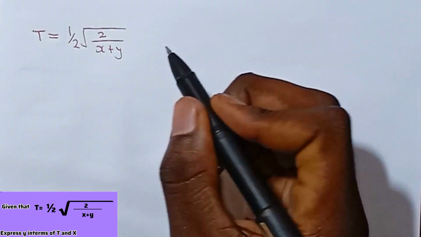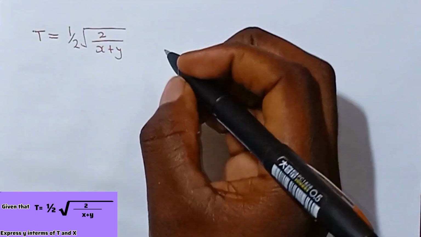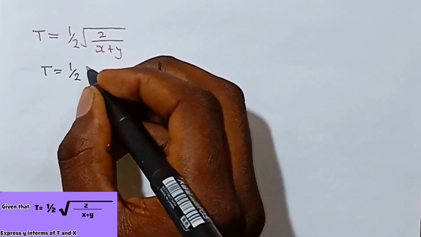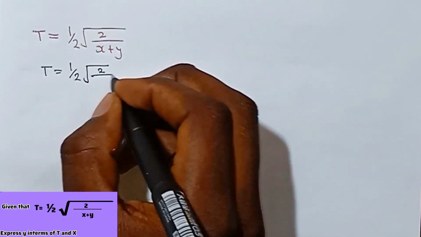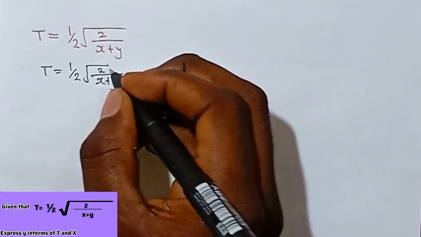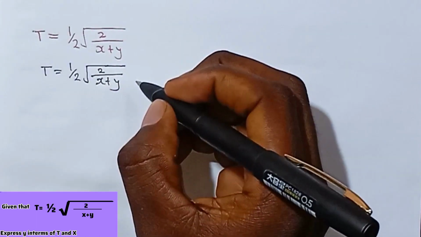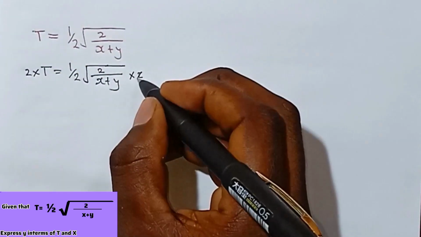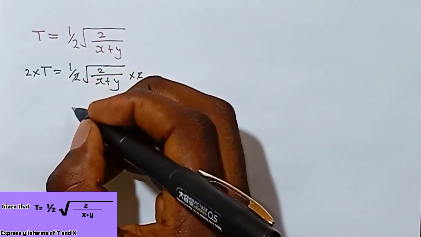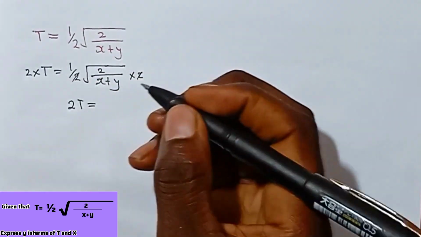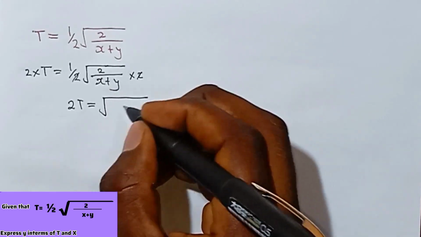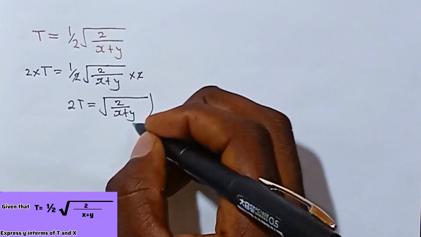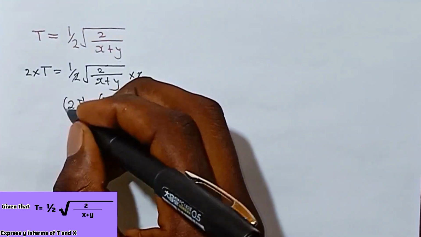So we have t is equal to root 2 all over x plus y. We multiply both sides by 2, so these two will cancel. So we are going to have 2t is equal to root 2 all over x plus y. So we are going to square both sides.